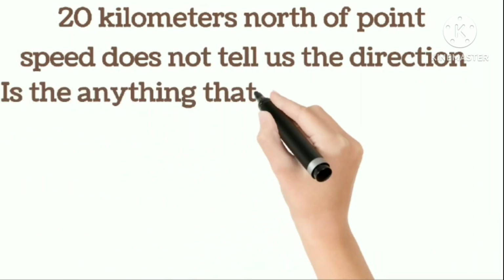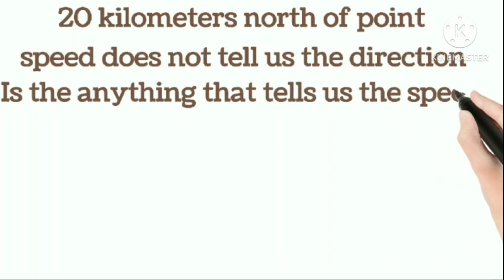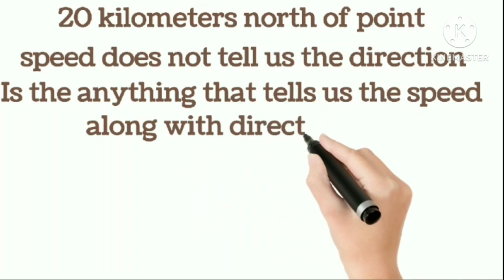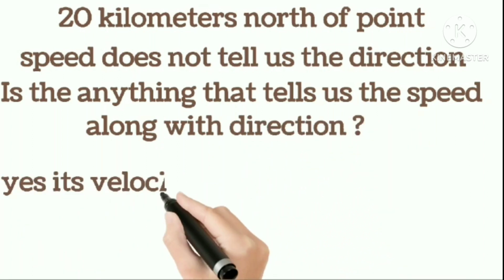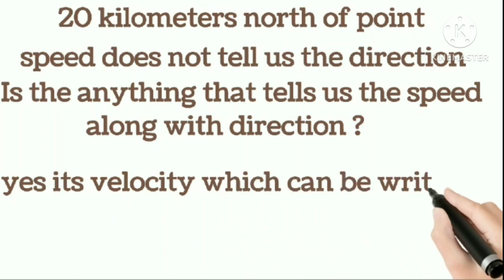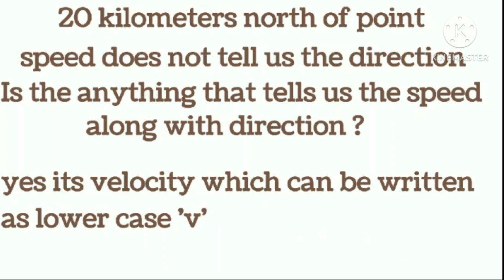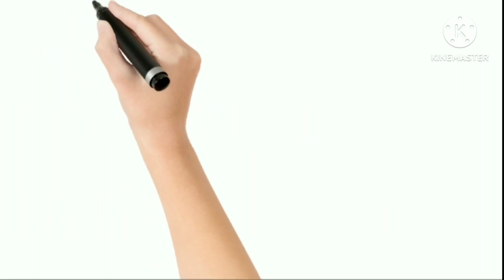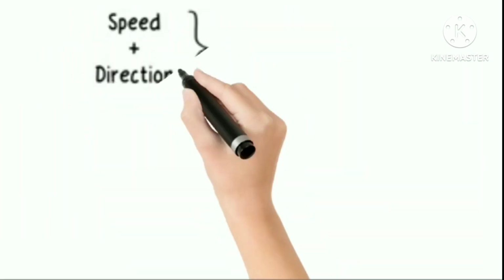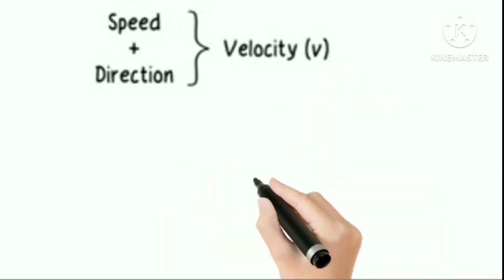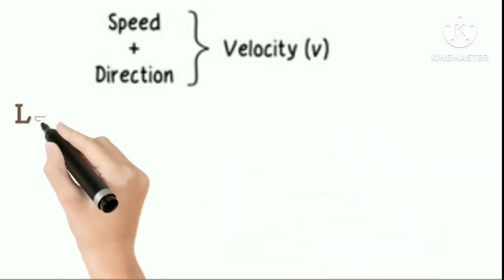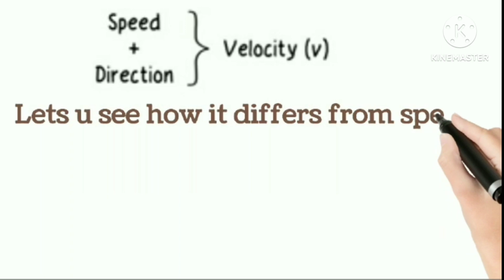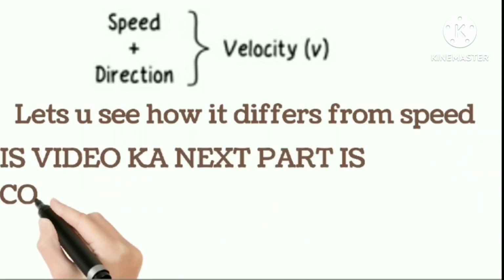Is there anything that tells us the speed along with direction? Yes, it's velocity, which can be written as lowercase v. Now another figure you can see. Speed plus direction is velocity. Let's see how it differs from speed.